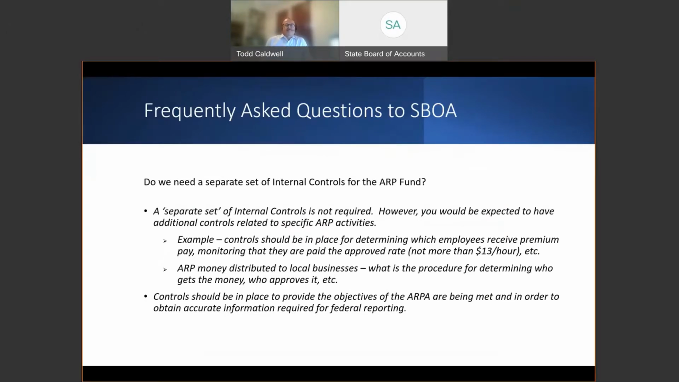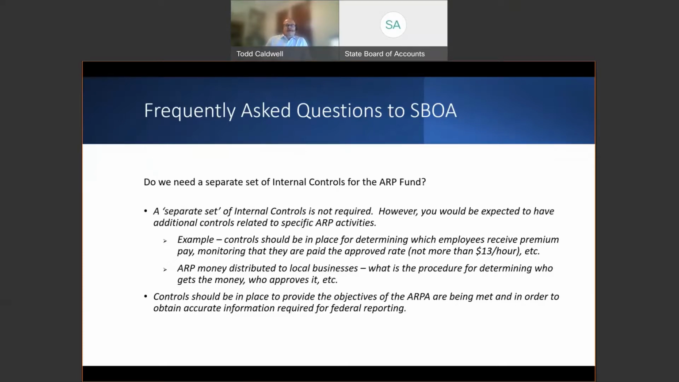We've had very few questions about if you need a separate set of internal controls for the ARPA fund. A separate set of internal controls isn't required. However, you are going to be expected to have additional controls that are related to specific ARPA activities. An example of an additional control would be on your premium pay. You should have controls in place for determining which employees receive the premium pay. There should be controls in place for monitoring how they are paid at the approved rate. Maybe some employees have a different premium pay rate than others. It can be up to $13. Maybe some people get $10 an hour extra. Maybe some get 12. Well, you're going to need to have controls in place to ensure that the people that are supposed to be getting the 10 get the 10 and not the 12, and vice versa.